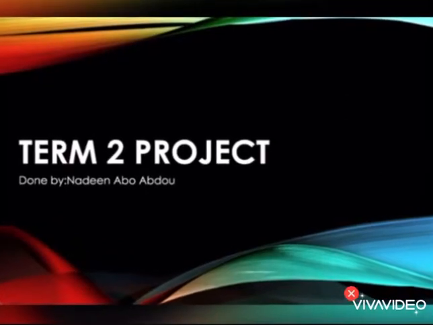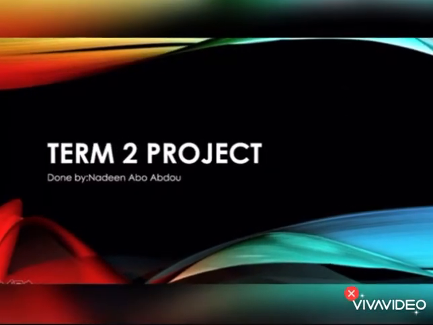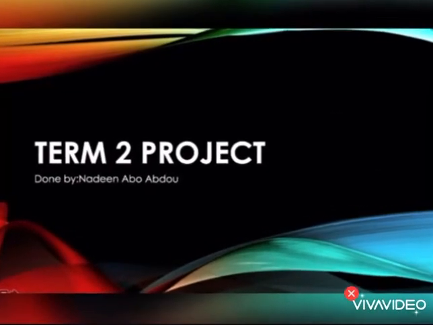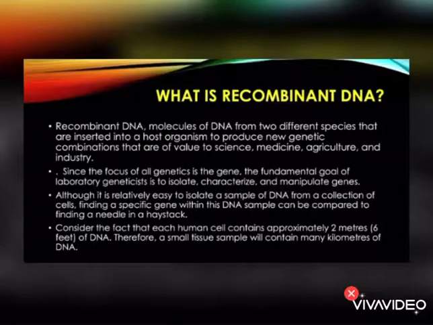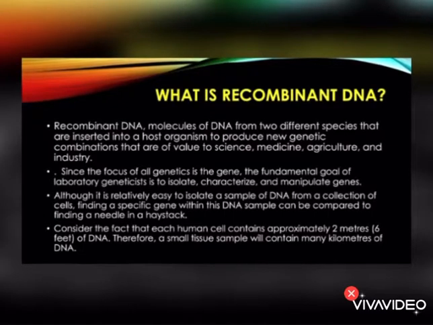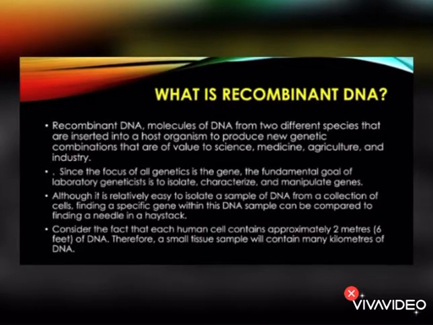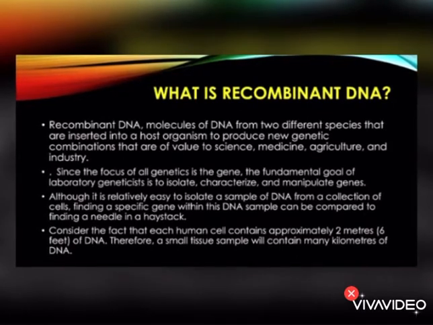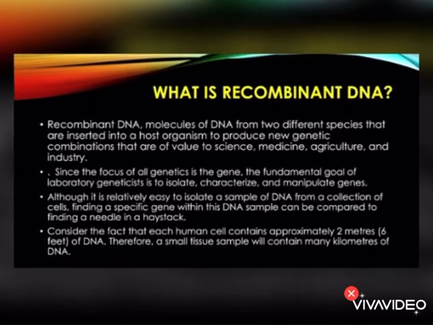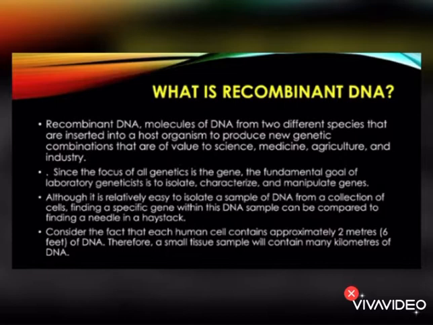Today we're going to be talking about recombinant DNA. What is the meaning of recombinant DNA? Recombinant DNA is molecules of DNA from two different species that are inserted into a host organism to produce new genetic combinations that are of value to science, medicine, agriculture, and industry.